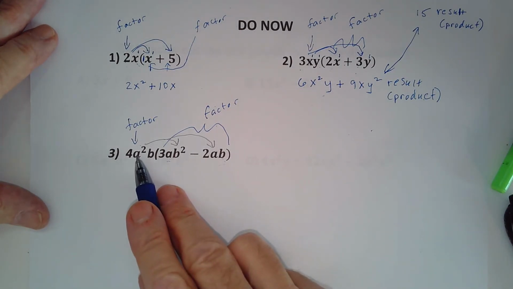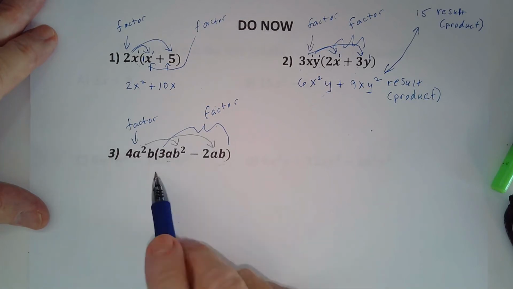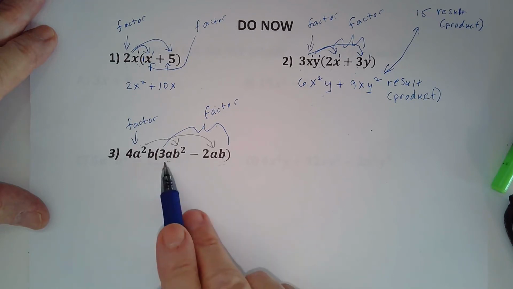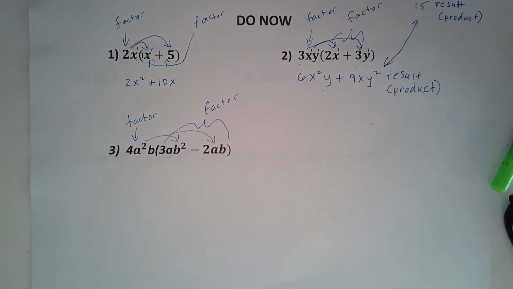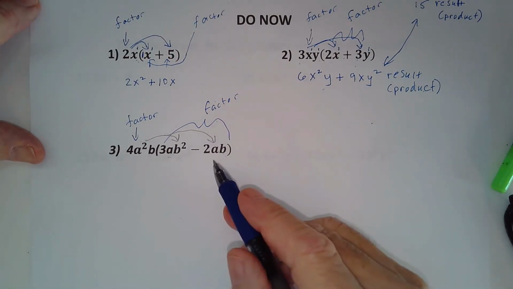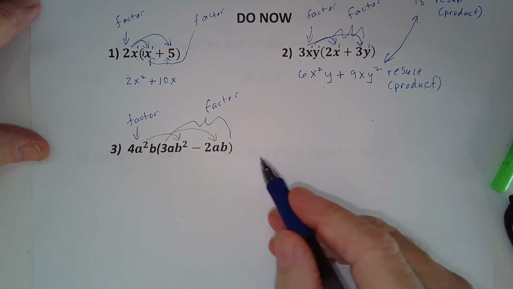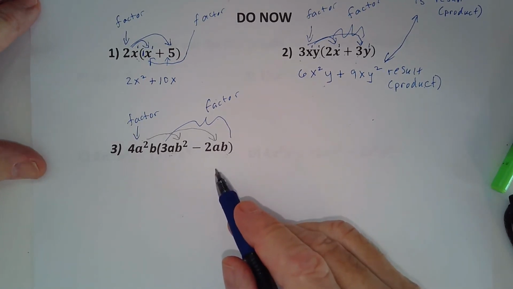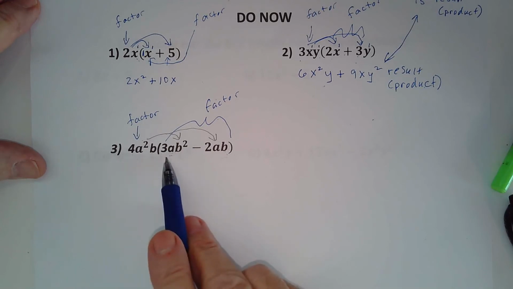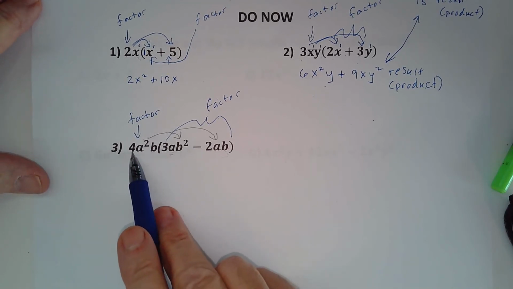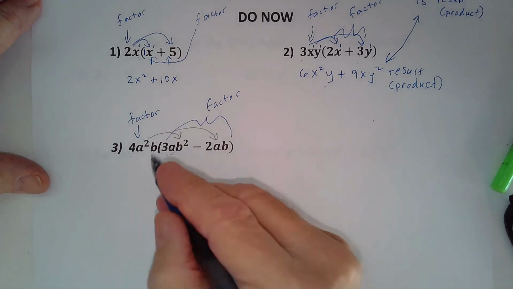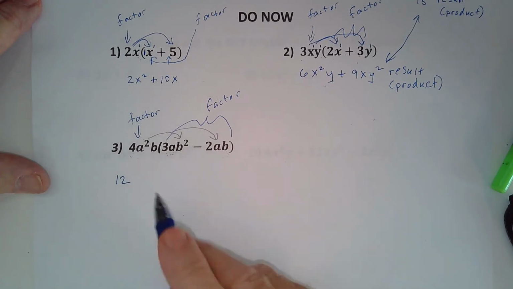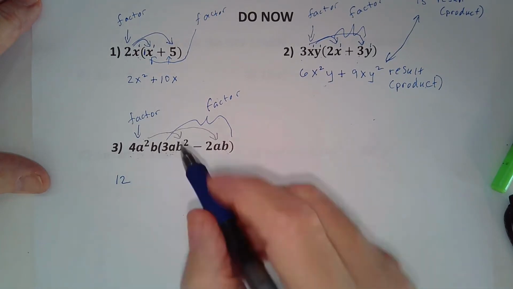Again, factors are two terms that are multiplied together, and you'll notice that the 4a squared b is multiplied to the other factor, which is 3ab squared minus 2ab. So think of it that way. Just chunk it, break it down, and you can see the simpleness behind all of it, even if the factors themselves look complicated. Well, let's multiply the first factor to the second factor. So we've got a number over here, it's 4, and you've got a number here, it's 3. So 4 times 3 is 12. That's easy.